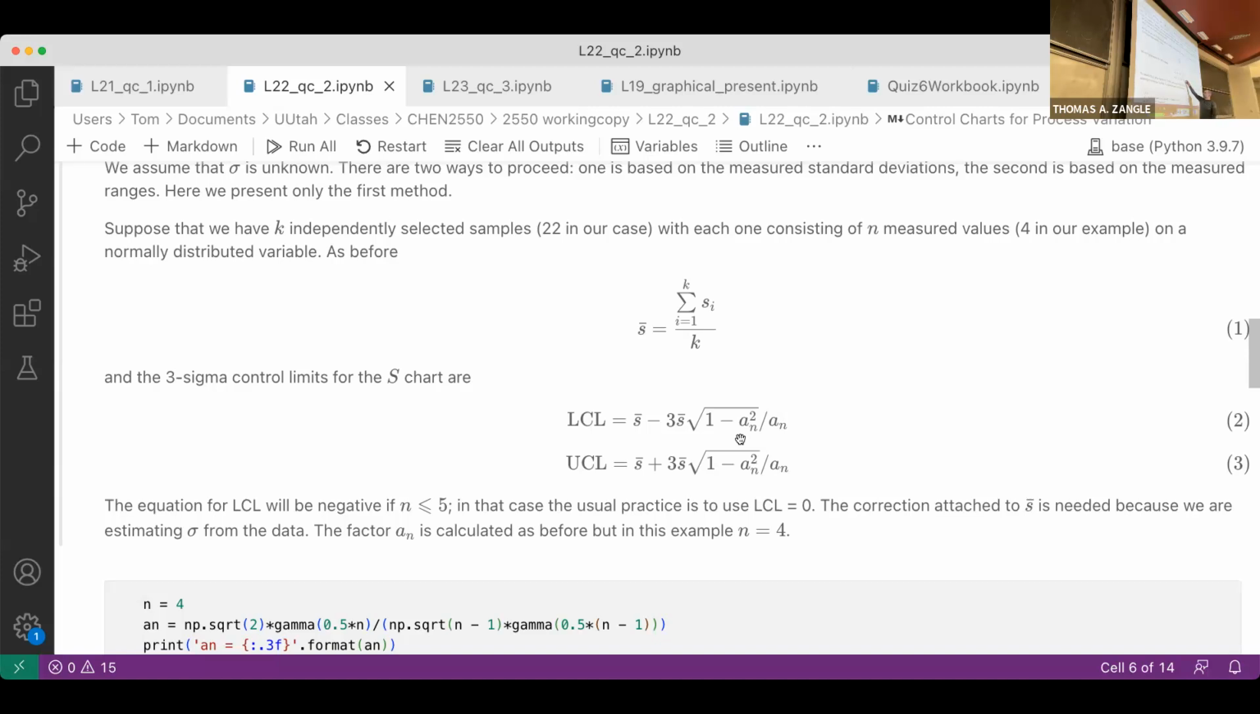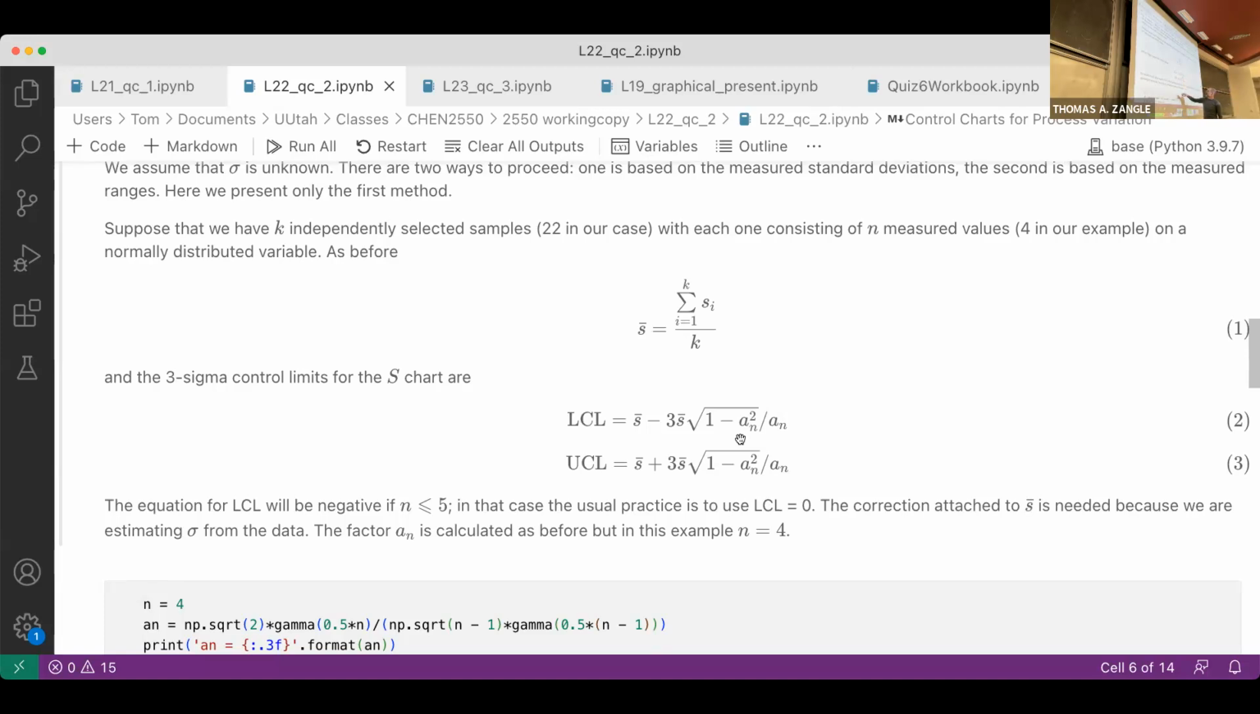And this is what we're going to define as the upper and lower control limits for the standard deviation of our process, right? So it's based on S bar and this correction factor A sub n. And then we're going to use these in a very analogous way to what we did for the X bar chart that we looked at last time.